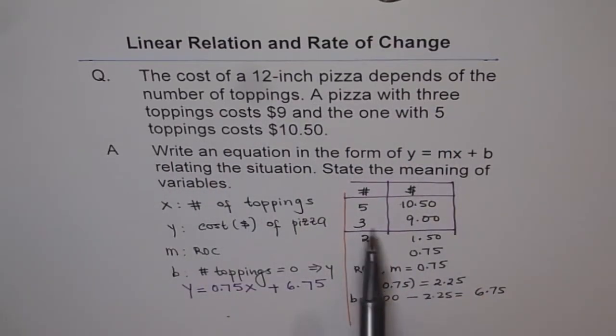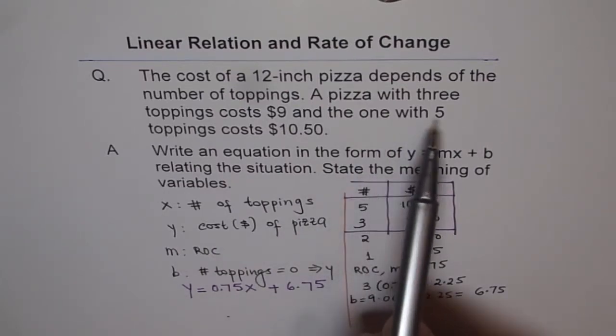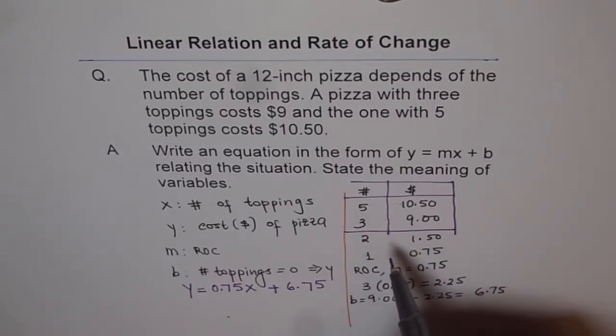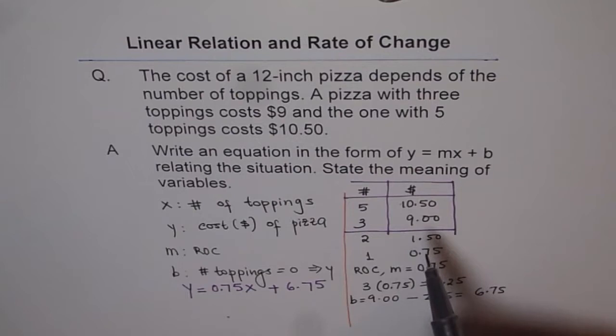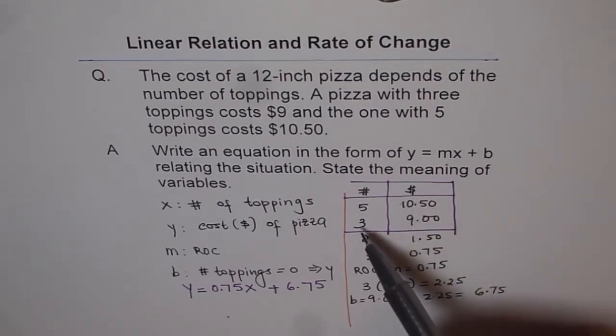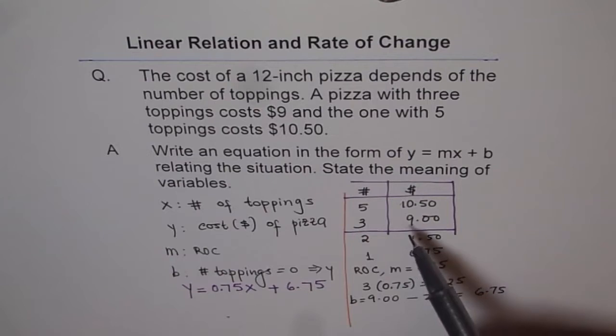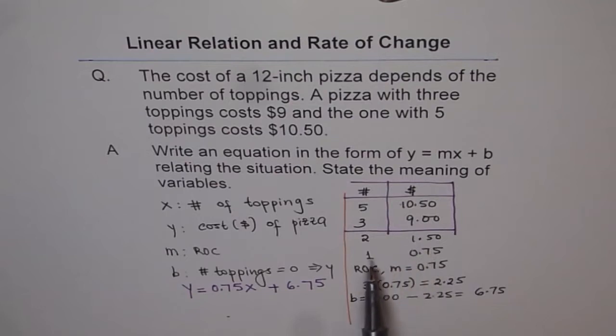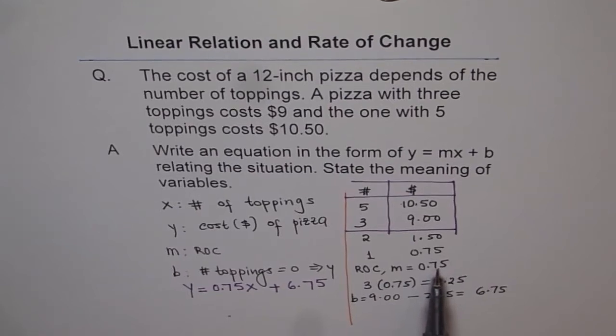Second statement is a pizza with 3 toppings costs $9 and the one with 5 toppings costs $10.50. So we know the cost of pizza with toppings. Now from here we can find the cost of each topping, that is the rate of change. So if we take away 3 from 5 we get 2, and 9 from 10.50 we get 1.50. That gives us the cost of 2 toppings. Then the cost of 1 will be divided by 2, 75 cents. So the rate of change, or cost of each topping, or slope, is 75 cents, right?